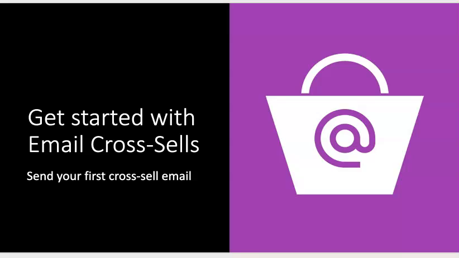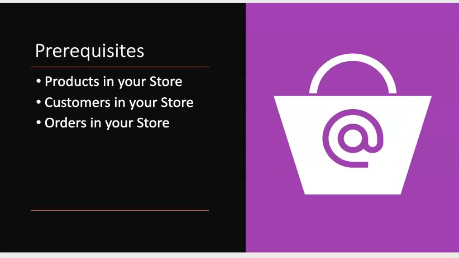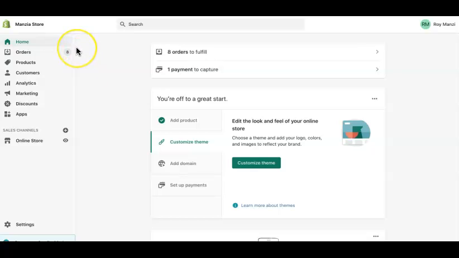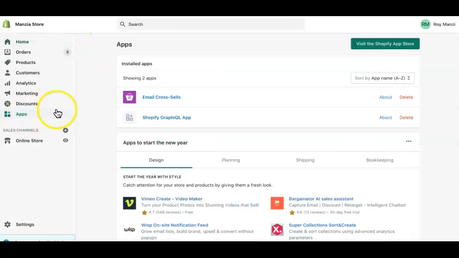In this tutorial, we will set up the email cross-sells Shopify app and send our first cross-sell email. You will need to have some products, customers, orders in your Shopify store in order to get the most value from the email cross-sells app. Let's get started. In your Shopify store admin, click Apps.